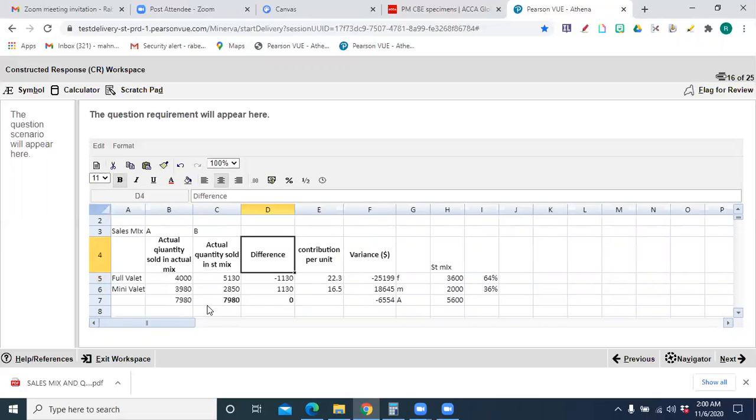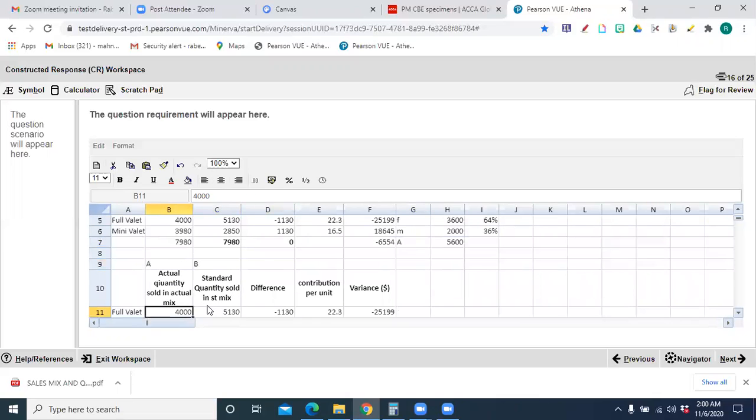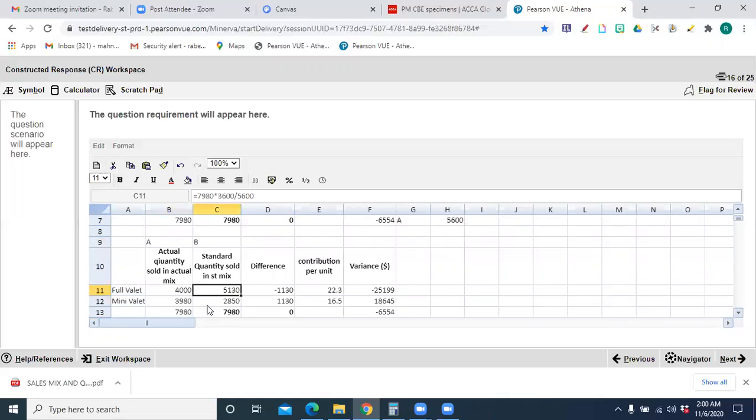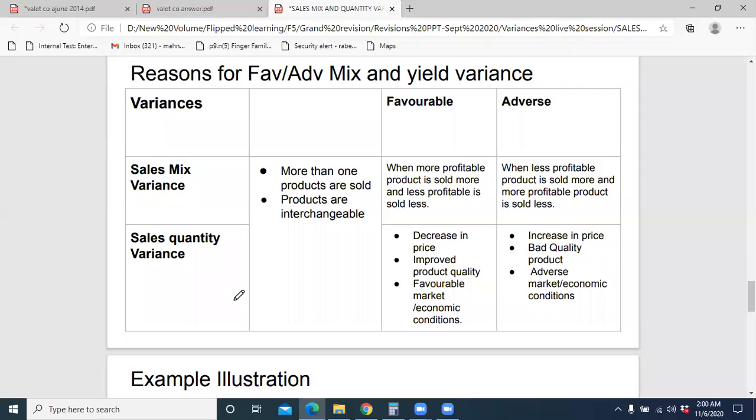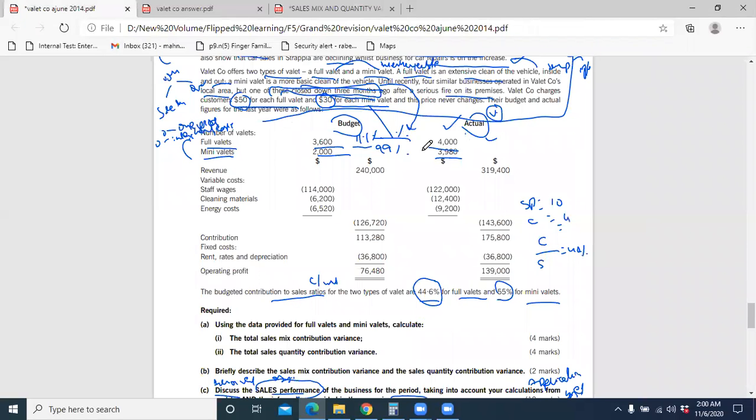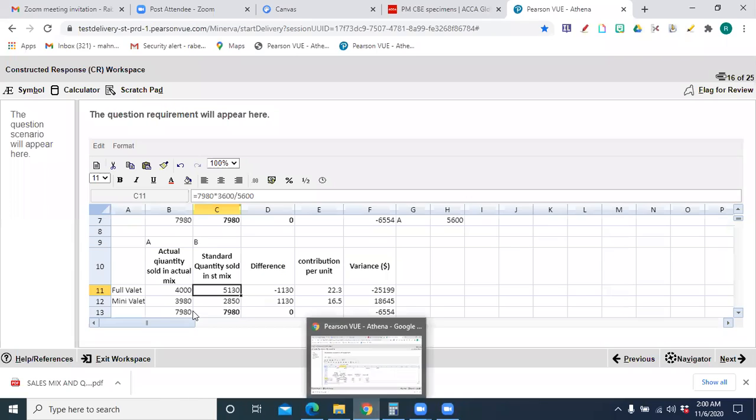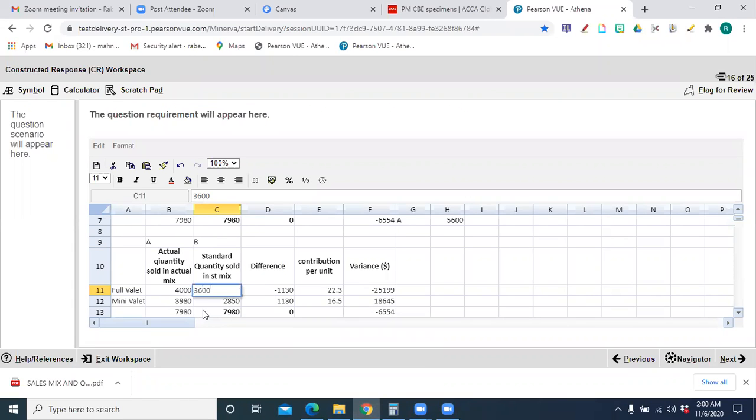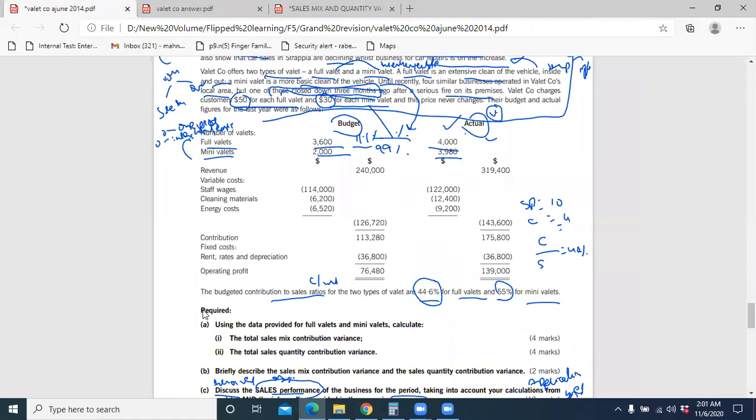Otherwise it's going to be a favorable thing. Okay, so here as well, this actual I put here and then I put the budgeted here, and I have done nothing else. I'm just going to update these two things. And what are those things going to be? The standard quantity sold in standard mix is basically your budgeted quantity, and actual quantity sold in standard mix I've already calculated from my sales mix variance. It was already copied there. So now I'm just going to change the value to 3600 for full value and 2000, and then see the result. 3600 for full value was the budgeted quantity sold, and 2000 for mini value.